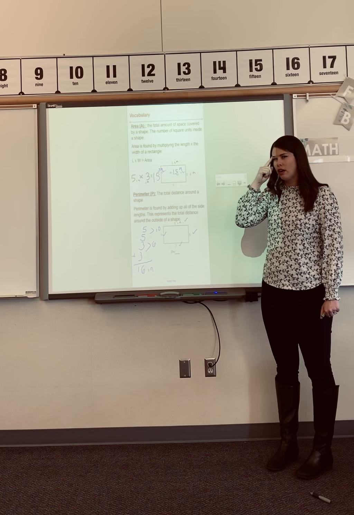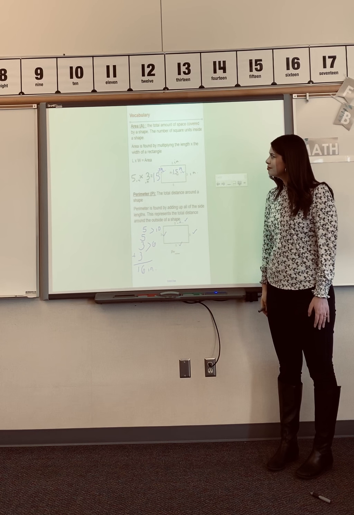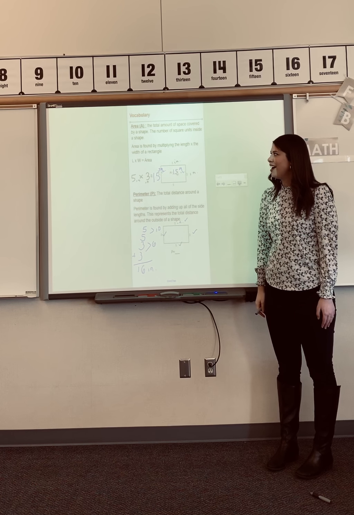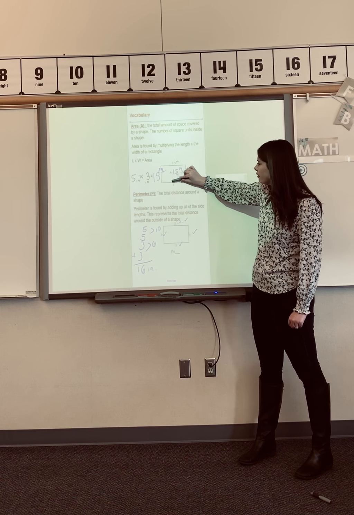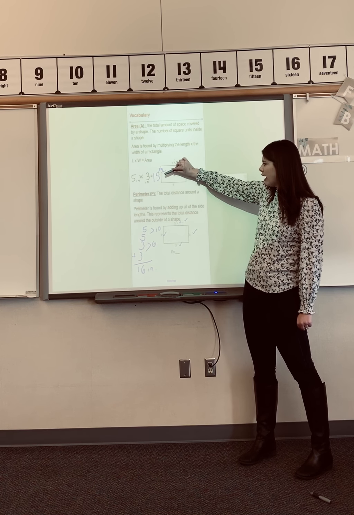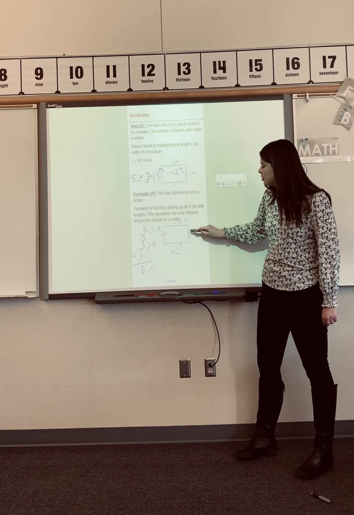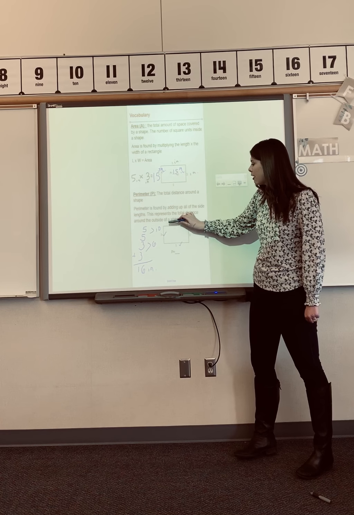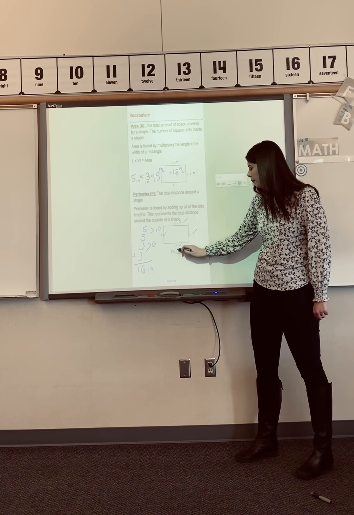Pause and think to yourself, how are area and perimeter different? Awesome, I hope that you said area is the total amount of space covered, and you multiply length times width to determine the total square units. And perimeter is just the distance around, so you carefully add the side lengths together. Awesome.